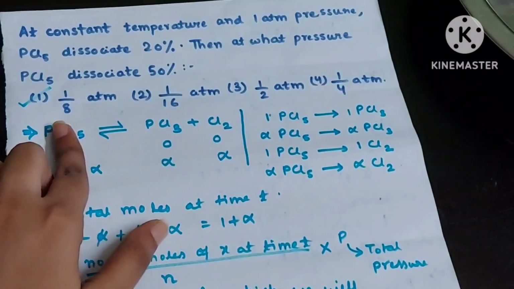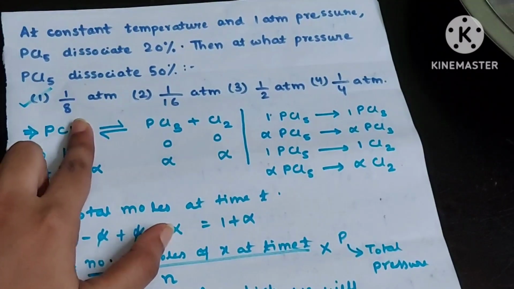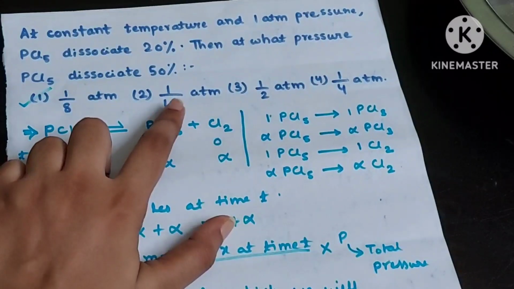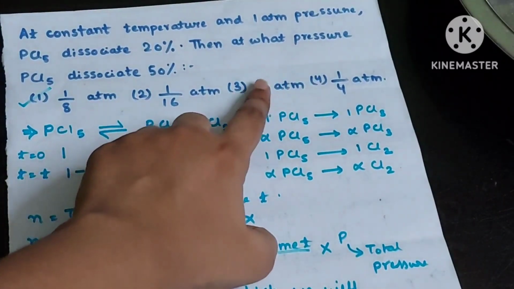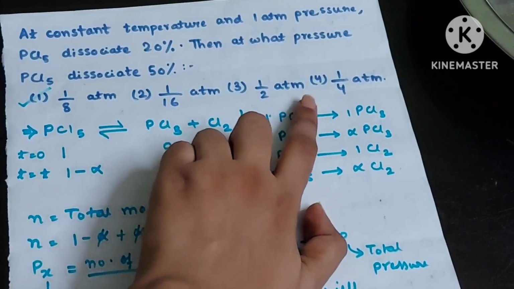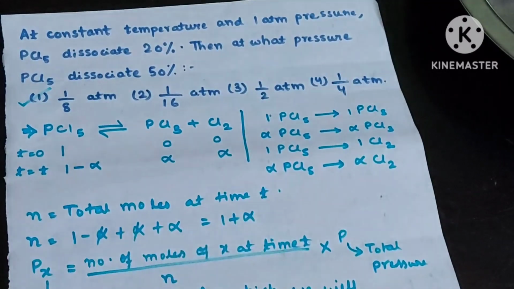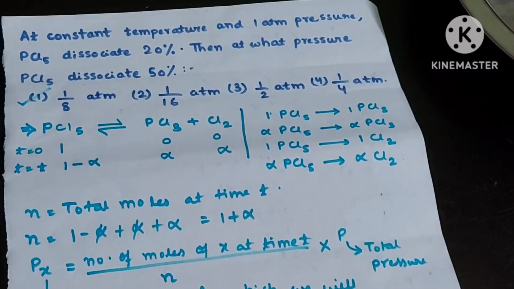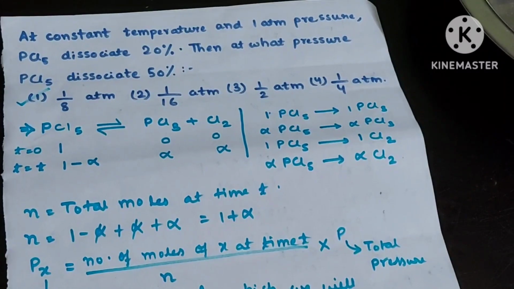4 options are given. Option 1 is 1 by 8 atm. Option 2 is 1 by 16 atm. Option 3 is 1 by 2 atm, half atm, and option 4 is 1 by 4 atm. So to solve this question, first we have to write the dissociation reaction of PCl5.